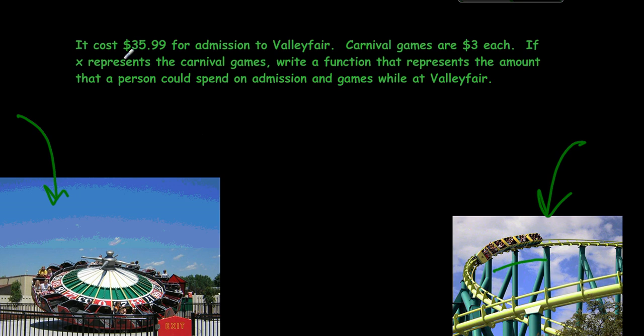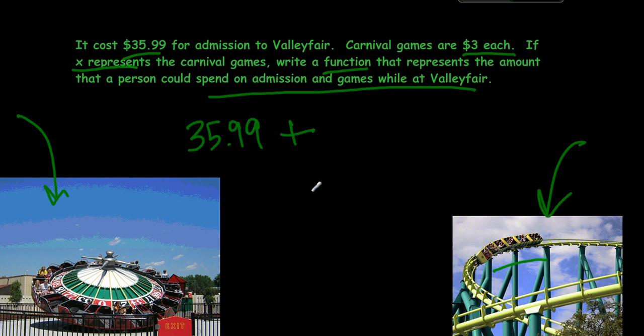If it costs $35.99 for admission to Valley Fair, and carnival rides are $3 each, if x represents the carnival rides, write a function that represents the amount that a person could spend on admissions and games while at Valley Fair. So when I think about that, I think, well, I have to pay $35.99 to get in, no matter what. And then I have to add to that $3 for each carnival ride, but each carnival ride is going to be x. And normally I would say, hey, that's equal to y, where y is my total cost.